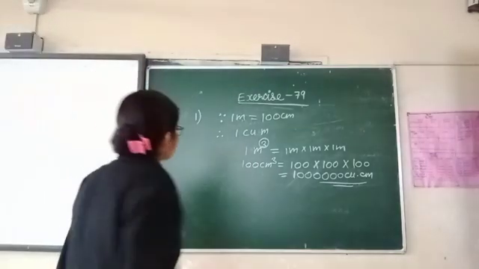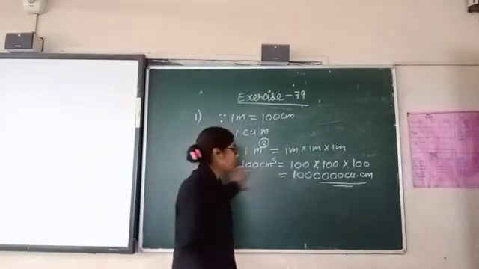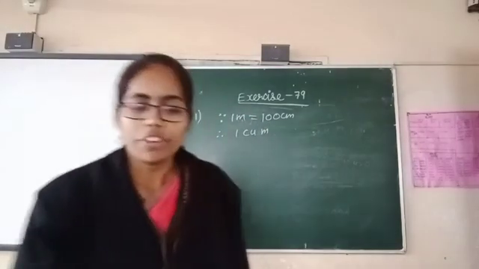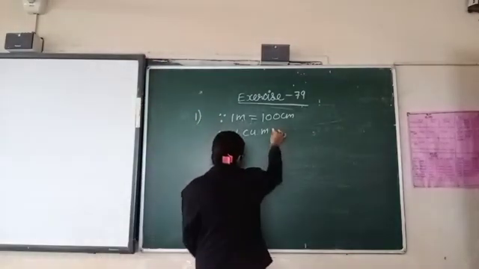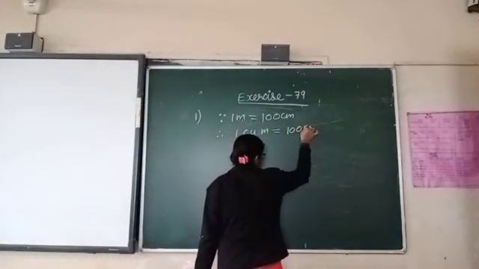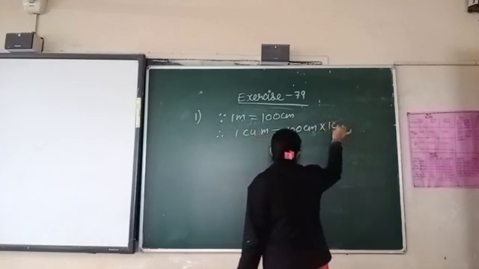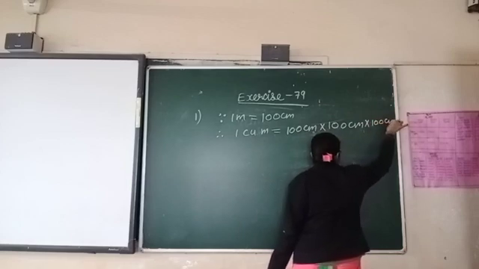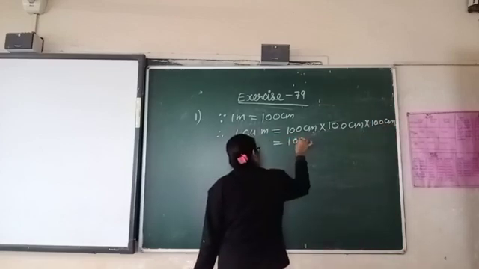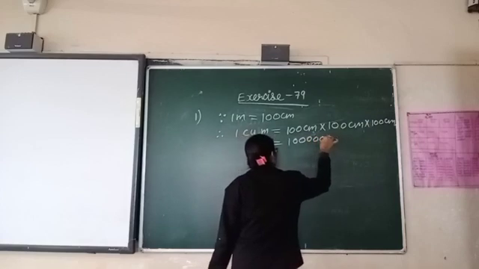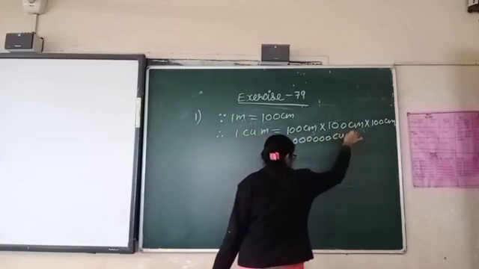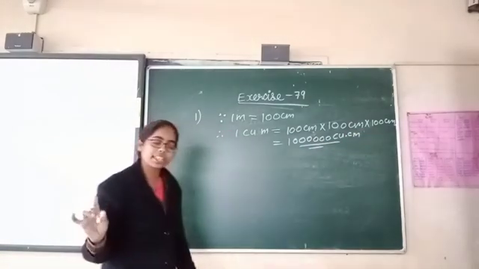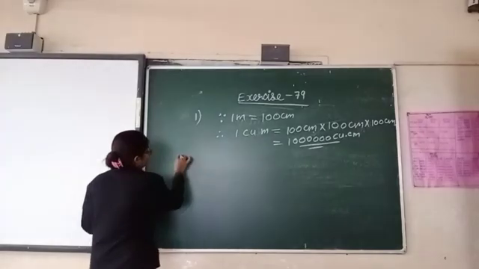So let's do it. This was only for making you understand. Now let's do the calculation here. 1 cubic meter equals 100 centimeter into 100 centimeter into 100 centimeter. And in the same way we will do here, 1, 2, 3, 4, 5, 6 cubic centimeter. You can write centimeter to the power 3. Nothing wrong in that. Both are the same.